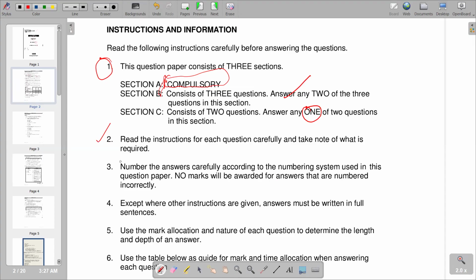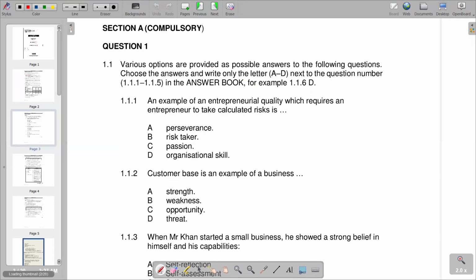So we go to our question part. We are going to start with Question 1, which is the comparison section. Very important also to take note that in Section A, there are no options. We have to answer what we are given in Section A, that is Question 1. So Question 1.1 reads: various options are provided as possible answers to the following questions. Choose the answer and write only the letter A to D next to the question number, that is 1.1.1 up to 1.1.5, in the answer book. For example, you are given how to present it in the answer book.